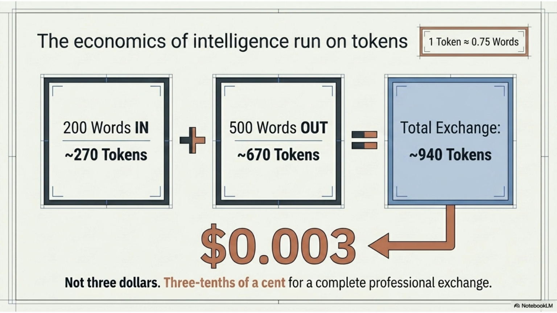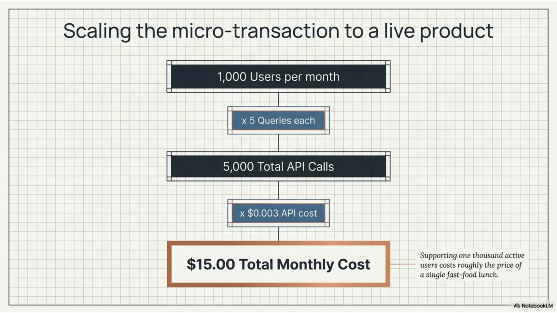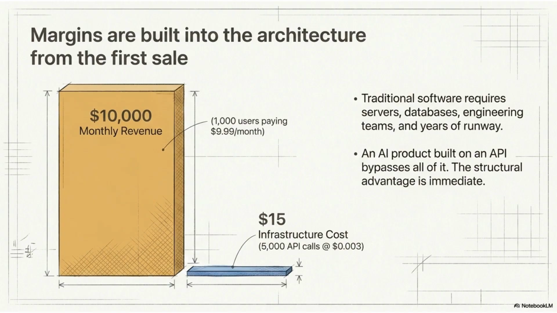Let me show you what that looks like at the scale of a real product. Imagine 1,000 users per month, each running 5 queries through your tool. That is 5,000 API calls. At 3 cents per call, your total API cost for the month is $15. If you charge those users $9.99 per month, less than most people pay for a single streaming service, your monthly revenue is just under $10,000, built on a mere $15 in infrastructure costs.